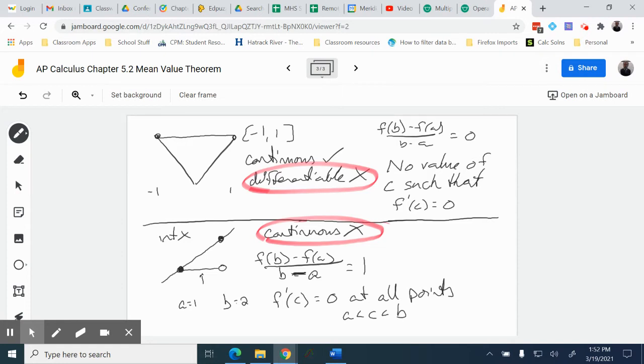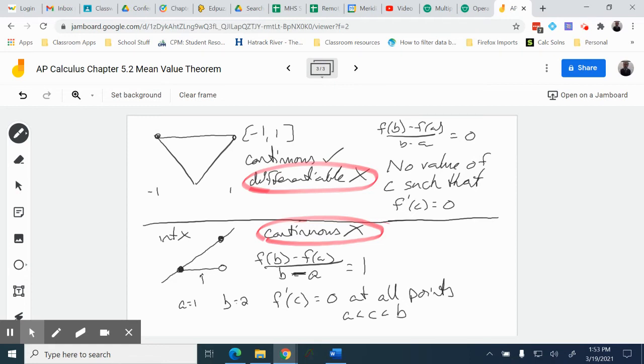Now, could you have a function that had a point in the interval where the slope was equal? Yeah, absolutely. But the mean value theorem says there has to be a point. And clearly what we've seen here is that we can't even talk about the mean value theorem in either of these cases because the mean value theorem doesn't apply.